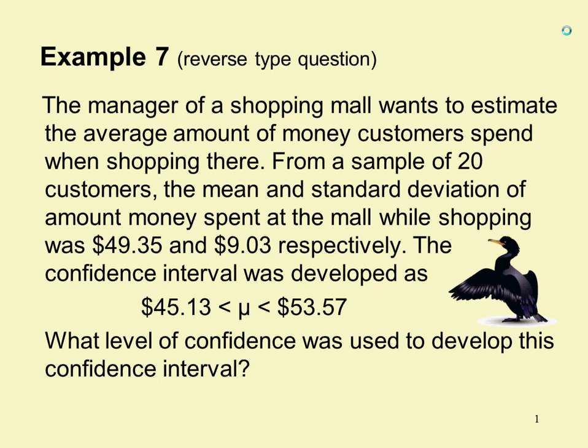$49.35 and 9.03. So notice the 49.35 will be the mean, X bar, and the 9.03 is the standard deviation of the sample, or little s. So based on that information, the confidence interval is calculated to be this for the mean amount of money spent. So the question is, what level of confidence was actually used to develop this confidence interval? So what we're actually doing here is using the t-table and going backwards, and this is why we refer to it as a reverse type question.